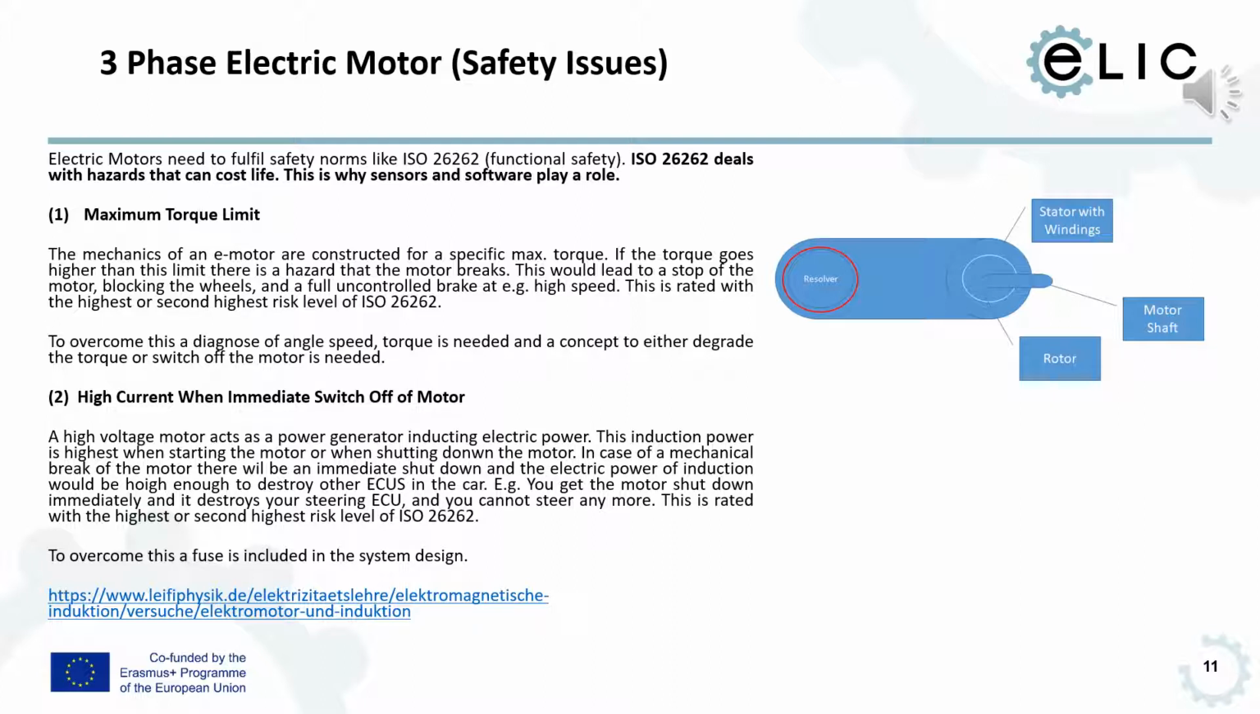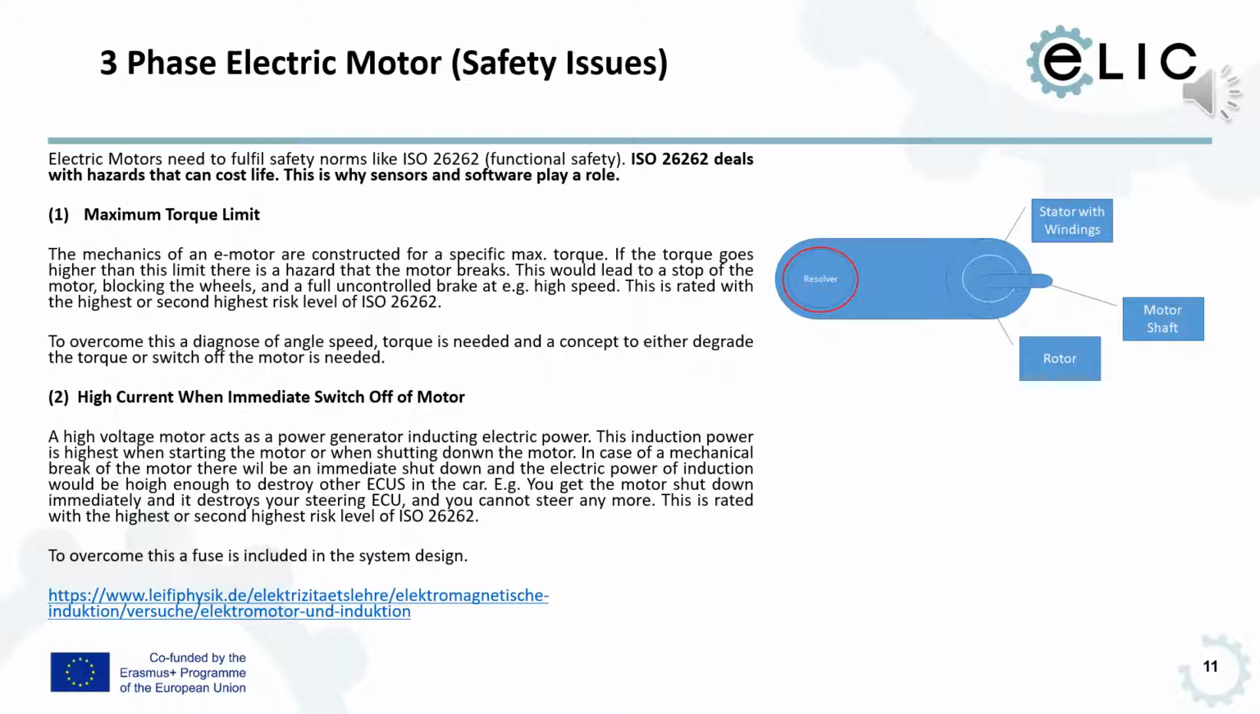Here are two slides about safety issues with which we have to deal when we are using e-motors in cars. One issue mentioned here is the maximum torque limit. E-motors are mechanically constructed for a certain RPM, rotation per minute. We can speed up the motor higher than the mechanical maximum, and therefore the controller software on the FOC in addition gets some diagnosis software so that we are not requesting a torque which is higher than the maximum torque. This is safety critical because if the motor would break, it would block the motor and later block the wheels, and it comes to uncontrolled deceleration of the vehicle.